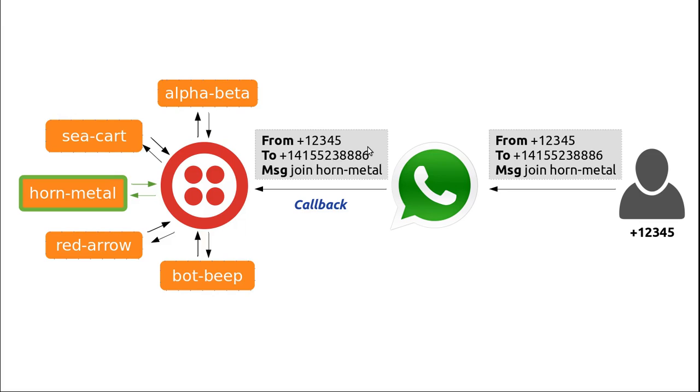Now any customer, let's say with phone number 12345, will send a message to Twilio's phone number, let's say "join Horn Metal". So what is this message? Let us try to understand. When this message is received by Twilio, by getting a callback from the WhatsApp server, Twilio provides each WhatsApp project that you create on Twilio with a kind of sandbox.